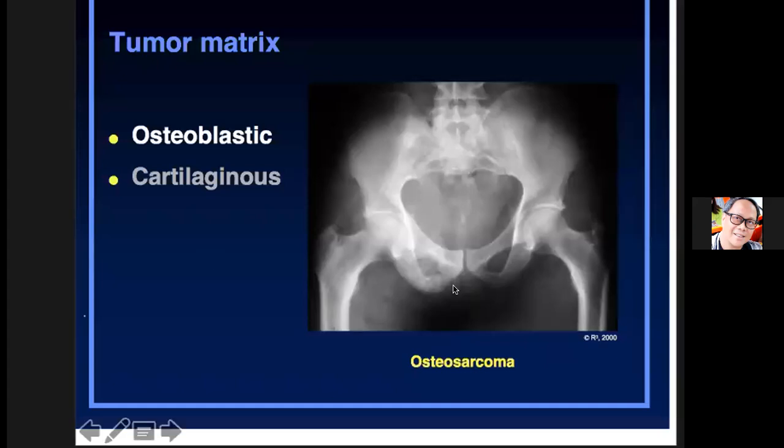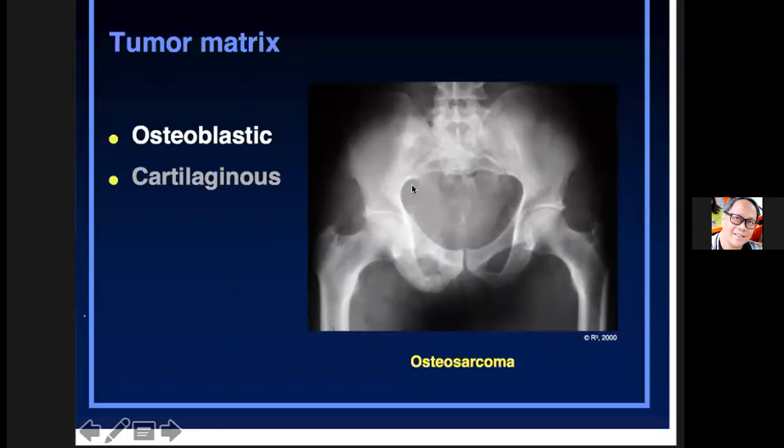So this is the type of reaction where there's increased density of the medullary region, and the outline of the cortex tends to be blurred. This is what you see with osteoblastic type of tumor matrix, meaning there's new bone formation. Another term is sclerotic. The affected bone appears more opaque.